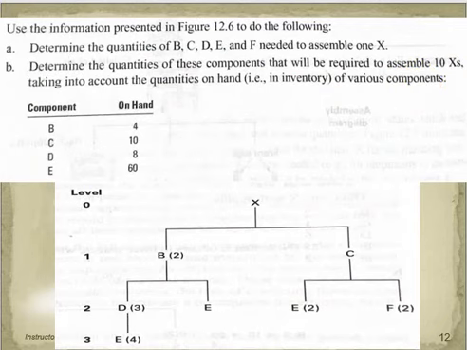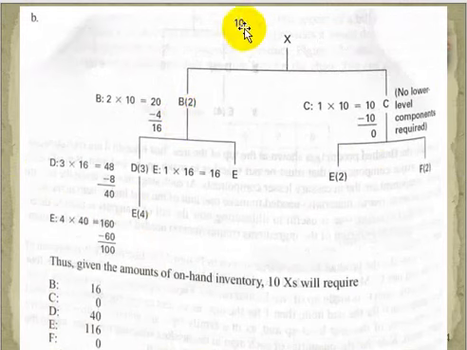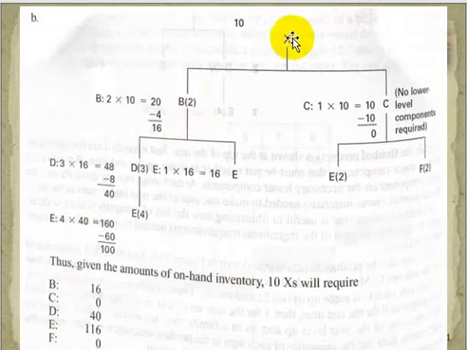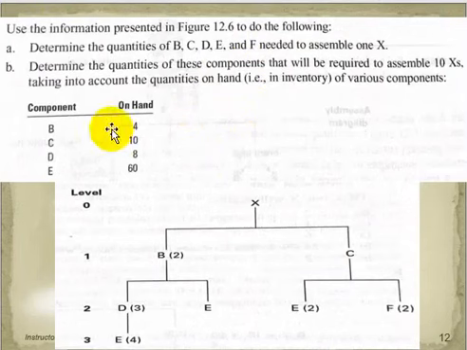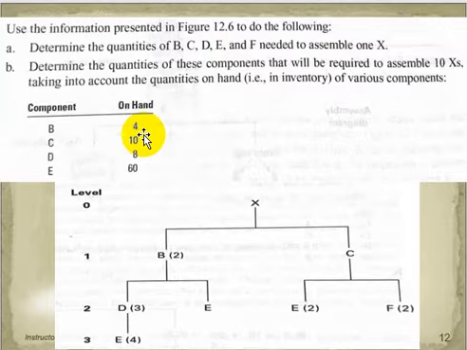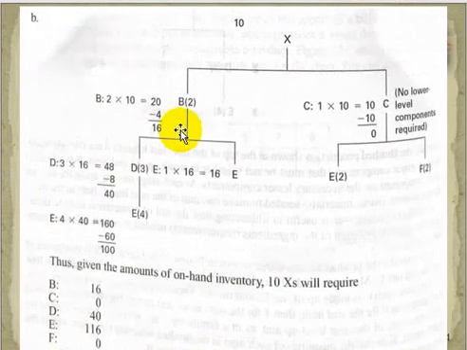Okay, let's go back to our solution. For X, we need to produce 10 units. How many units from B do you need? For each one of X you need 2 from B, so to produce 10 units of X you need 20 units from B. So do we need to buy 20 units? No, we check the inventory here. We have 4 units on hand, so we subtract 20 minus 4. We need to buy 16 units. In the same way, how many units from D? We need to produce 1 from B.